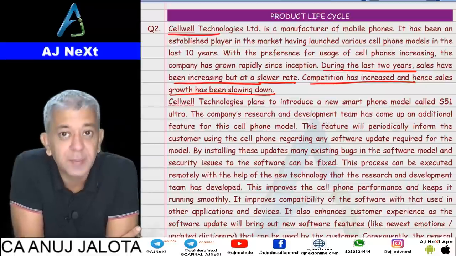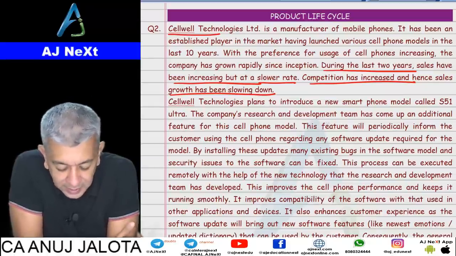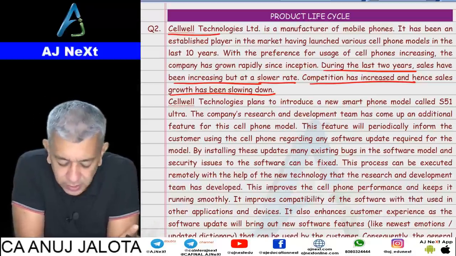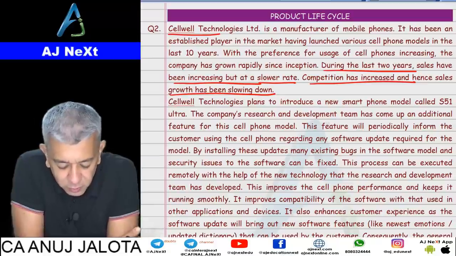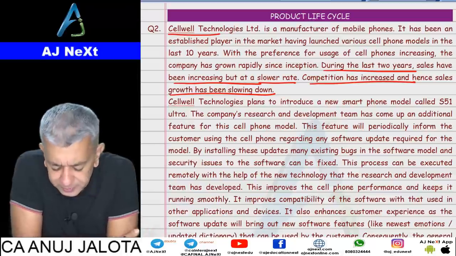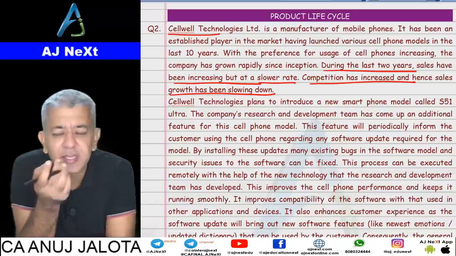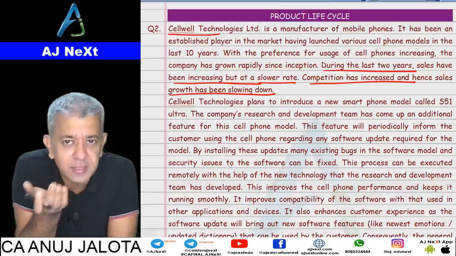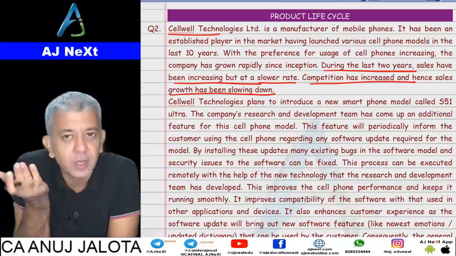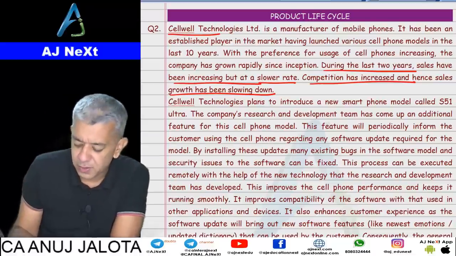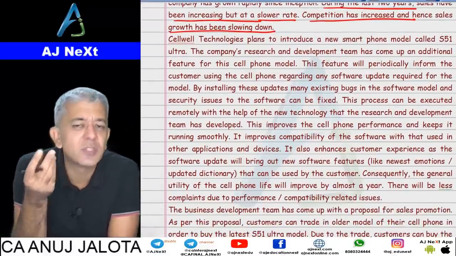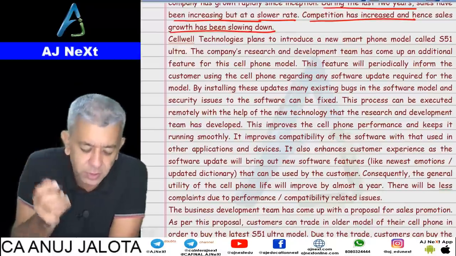So this is a company that manufactures mobile phones. And it has launched various cell phones in the market in the last 10 years. Okay. And obviously the usage of the phones is increasing. During the last 2 years, sales have increased, but obviously at a lower rate. So I can say sales increase mainly because of, I think, an increase in market size, not in share. Competition has increased and then sales growth has been slowing down. Okay, that is what I said right now. So I think due to the competition, share has been falling, although sales are still rising, but the growth in sales has started to fall down.